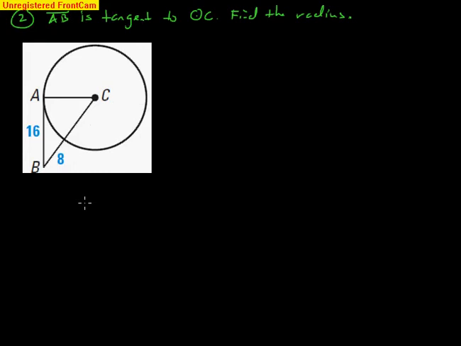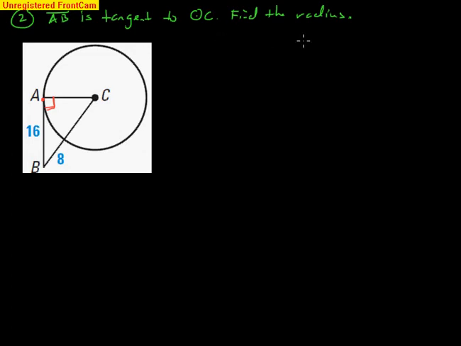Okay, so here is our next problem. I'm going to tell you that segment AB is tangent to circle C, and I want you to find the radius. All right. Well, first of all, if AB is tangent to circle C, then this radius, AC, is going to be perpendicular to that tangent at the point A. So we have a right triangle. Okay, that's going to be very helpful.